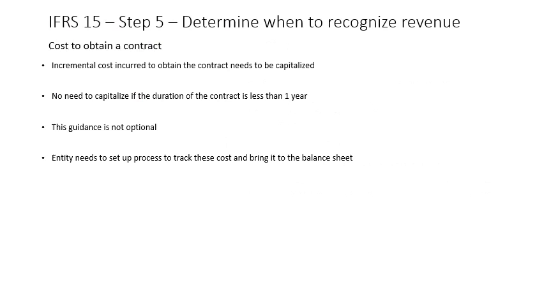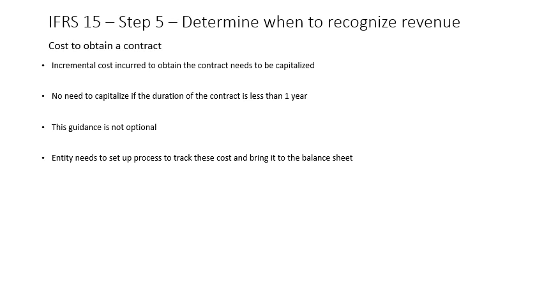Cost to obtain a contract. There are certain incremental costs incurred by the entity for a contract, like sales commission. As per the new standard, these costs are required to be capitalized only if these are incremental in nature. There is also a practical expedient which allows the entity to expense such costs if the duration of the contract is less than 1 year.